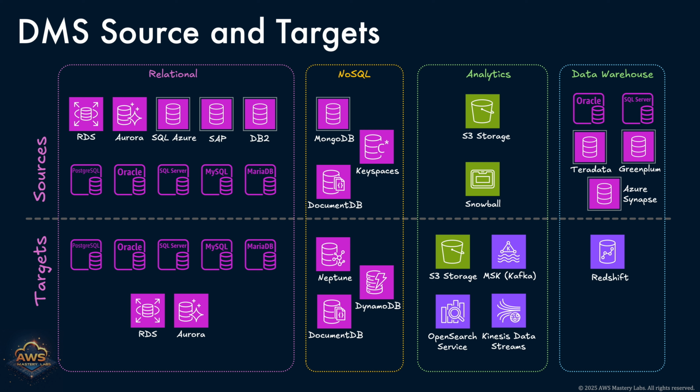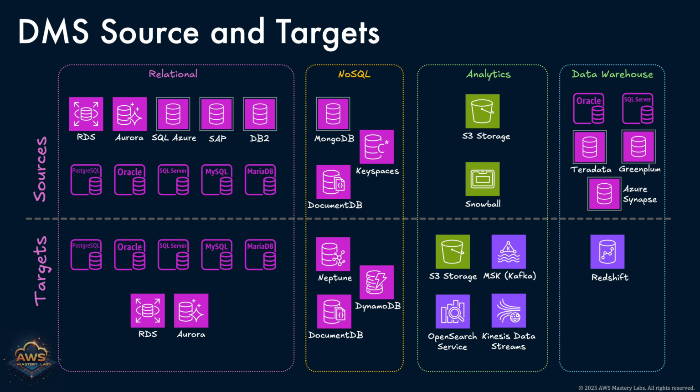In the NoSQL category, DMS supports MongoDB and Amazon DocumentDB as both source and target, enabling migrations of document-oriented data stores. This is particularly useful for developers moving workloads between self-managed NoSQL environments and AWS managed services.